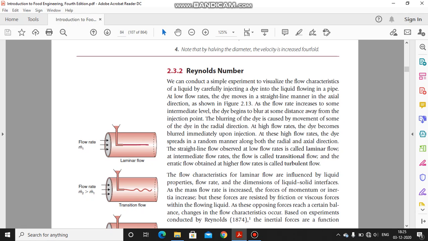Hello all, welcome to the course Fluid Flow and Unit Operations. In this section, we will be discussing the importance of Reynolds number and the Reynolds experiment.